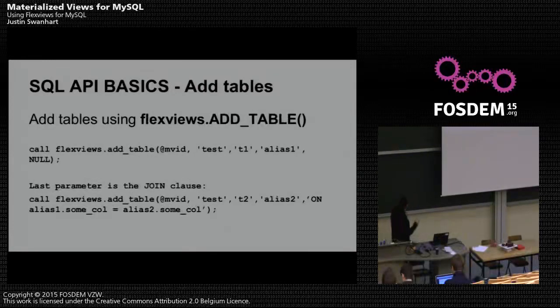So once you have an empty view, you have to add tables to it, right? So flexviews.add_table, the materialized view ID, the table that we're adding, test.t1, and we give it an alias, right? The last parameter is the join clause. So it's an ON or a USING clause. Since this is the first table, there's no join clause. So you can see here, we have a second example with test.t2, alias 2, and then there's the ON clause for the join. It supports USING as well.